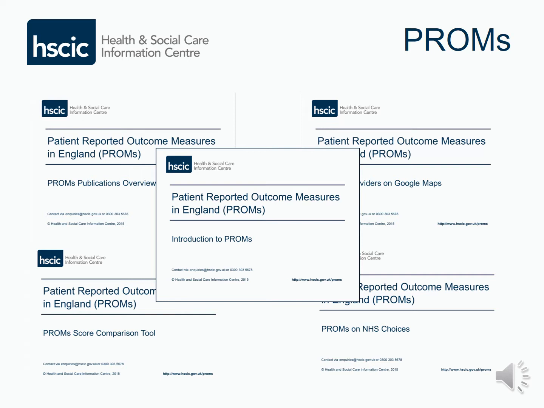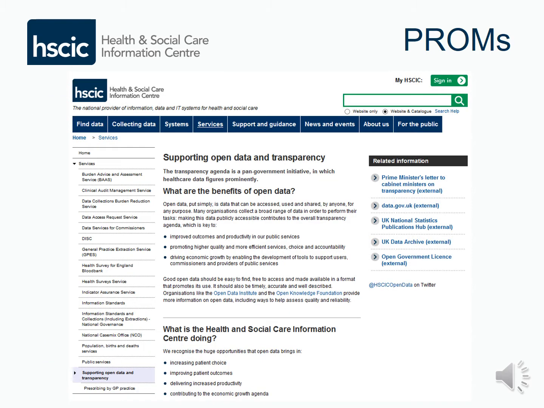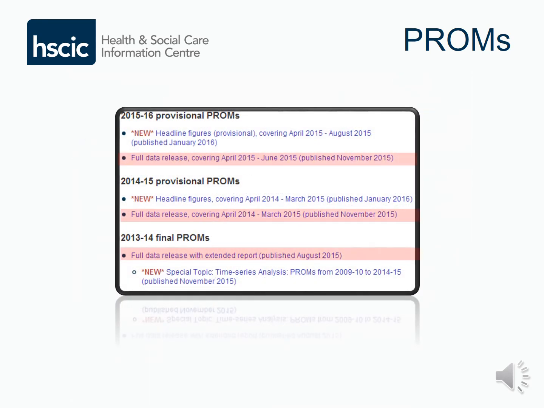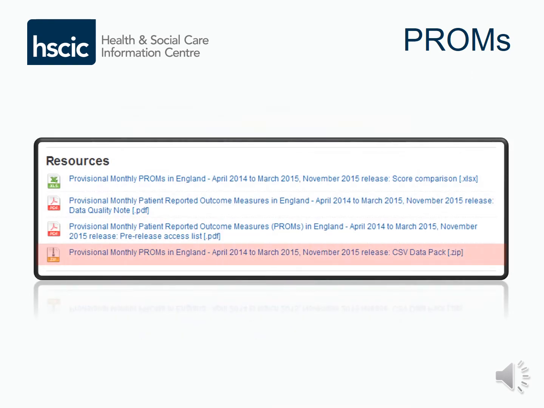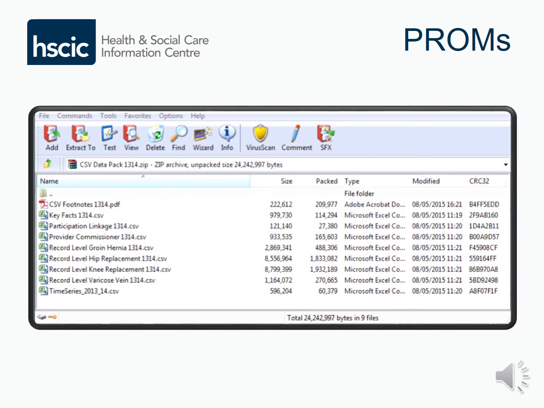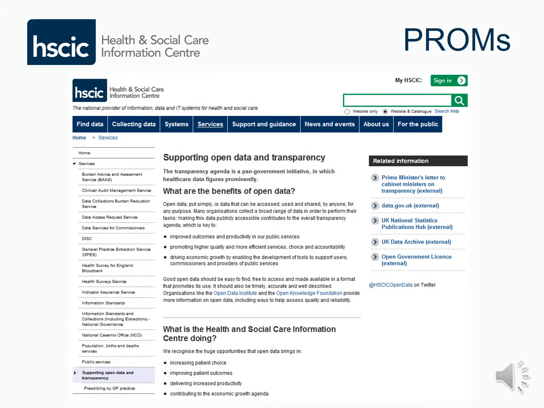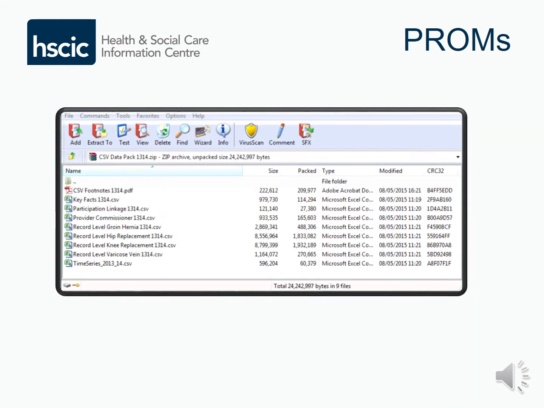In this video, I'm going to show you the CSV Datapack, which is a collection of machine-readable files that allow users of PROMs data to analyse the data themselves. We follow the government's open data policy, which means we publish data through a variety of means, and the CSV data is designed to encourage and enable the reuse of data.